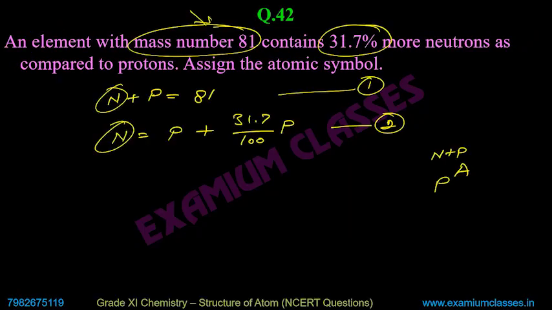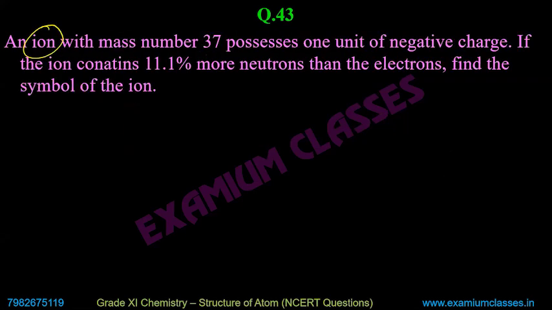Just see the difference. Earlier it was an element, meaning it did not have any charge, so we were not bothered about charge. Here it is an ion, so pay attention. Mass number is 37, which means N plus P is 37. But this has 1 unit of negative charge.